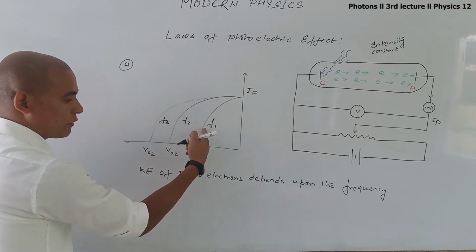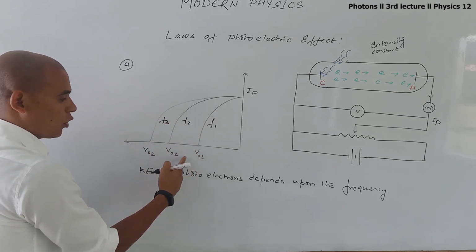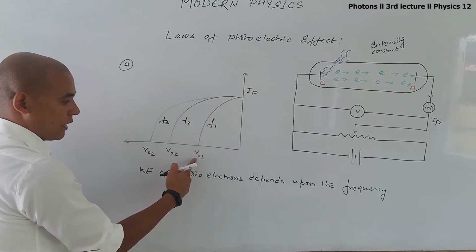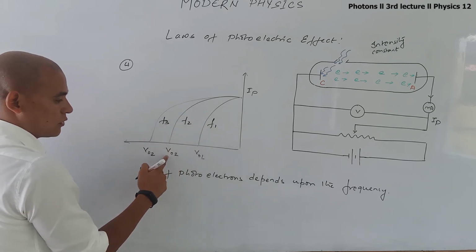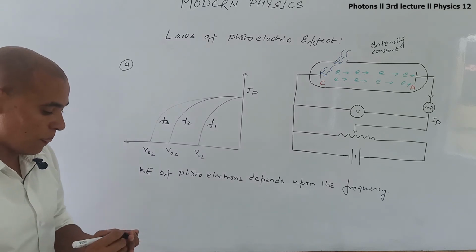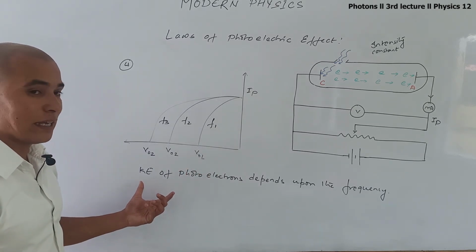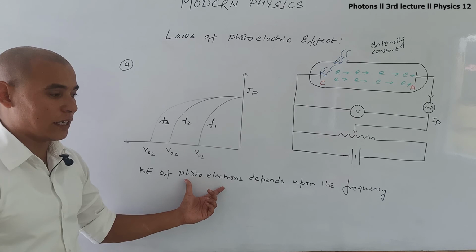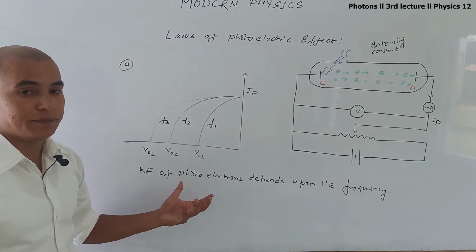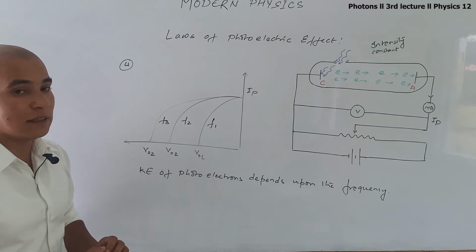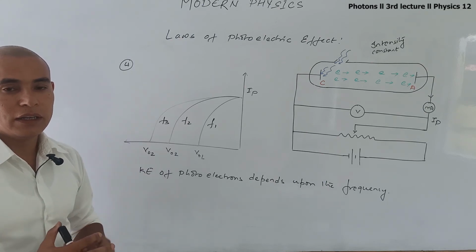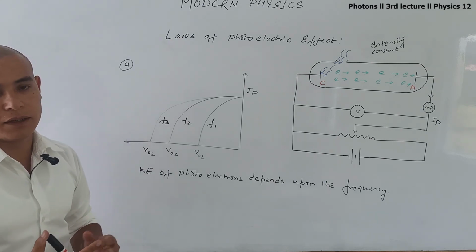For different frequency radiation, they have different stopping potentials. For F1 frequency, the stopping potential is V01; for F2 frequency, V02; for F3 frequency, V03. So from this fourth law, we can say that the kinetic energy of a photoelectron depends upon the frequency of the incident radiation. So these are the four laws of photoelectric effect, which are very important in terms of long questions.